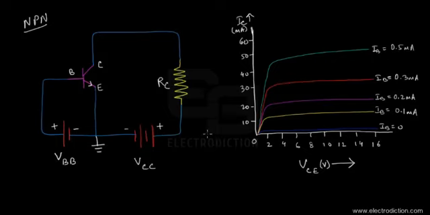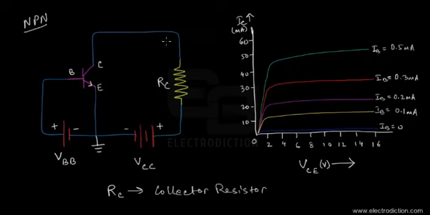Before we go on to load line analysis, if you carefully take a look at the output loop of this BJT, you can see that there is a voltage source VCC that is reverse biasing the collector junction, and then we have this resistor known as RC, also known as the collector resistor.